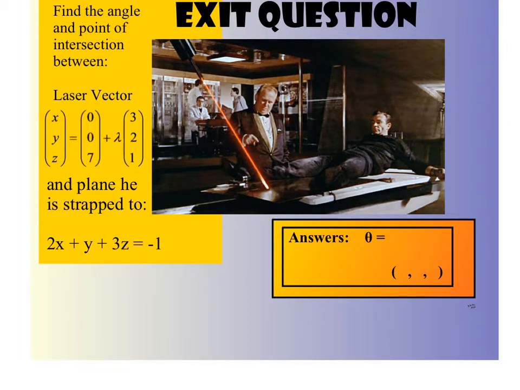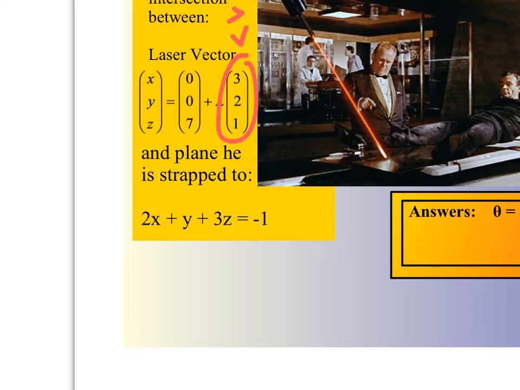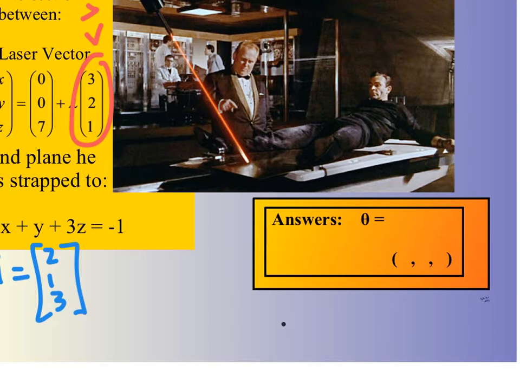So on this exit question here, I'm not going to do all the work, but I just want to identify a couple things for you. This would be your vector v. Your normal would be right here, 2, 1, 3. If you go through the process of finding beta first, I believe beta ends up equaling 38.2 degrees. So 90 minus that gives you 51.8 for your theta.